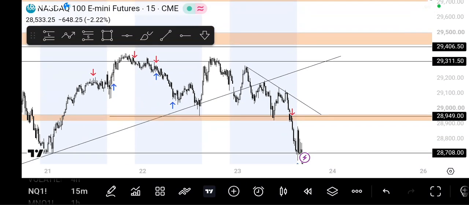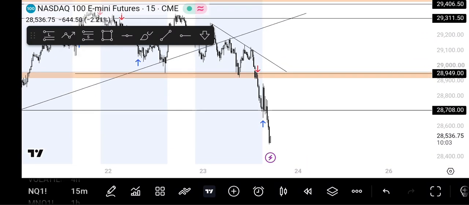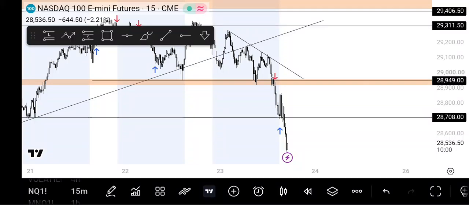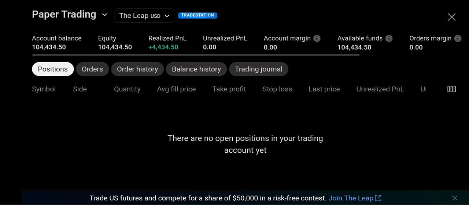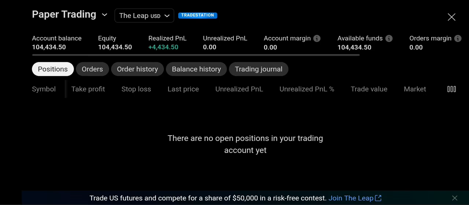This is how I made money today on Nasdaq 100 futures. So today I made around $4,000. I made $4,000. You can see here it shows paper trading here, but you can see realized PNL $4,000.